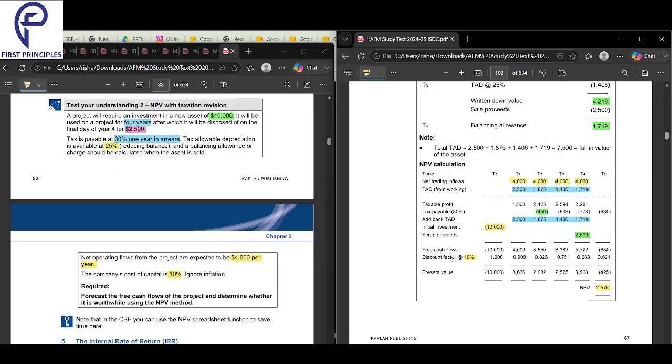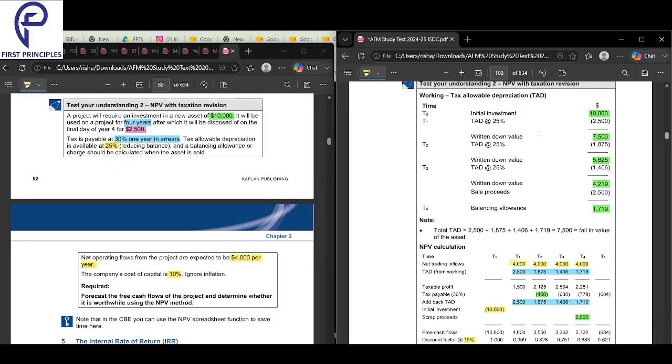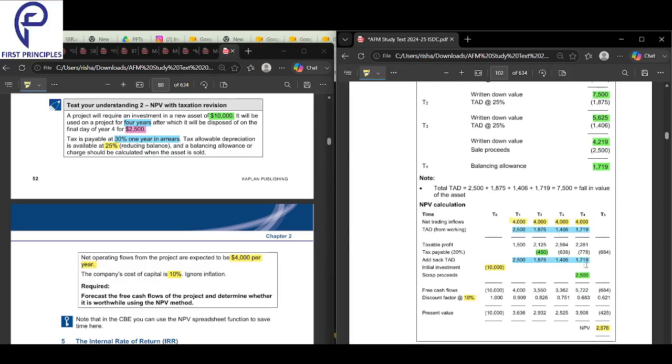So here, the discount factor is clear to you. Scrap proceeds is clear. Investment is clear. Tax payable is clear. Net trading cash flow is given. Only tax allowable depreciation, that also you know how to calculate. Basically, you're just taking 25% of the carrying value each year. The last year, you just take the balancing allowance. First, you subtract it from the net cash flows, then you add it back. That is one way of doing it. There's another way of doing it, which I will get to in a short bit. So this is how you go about this particular calculation.